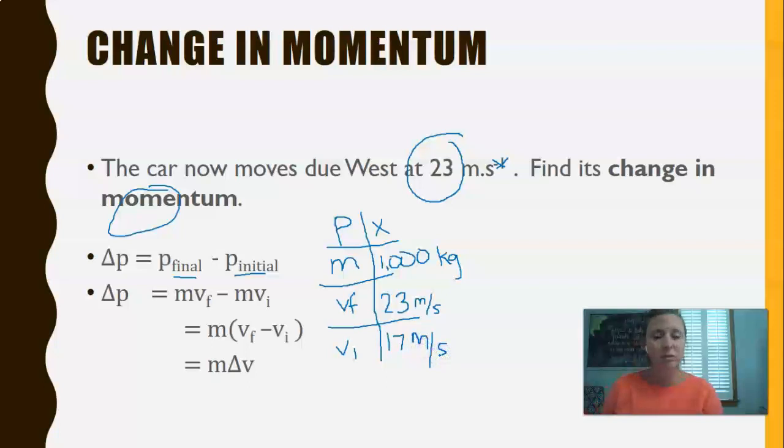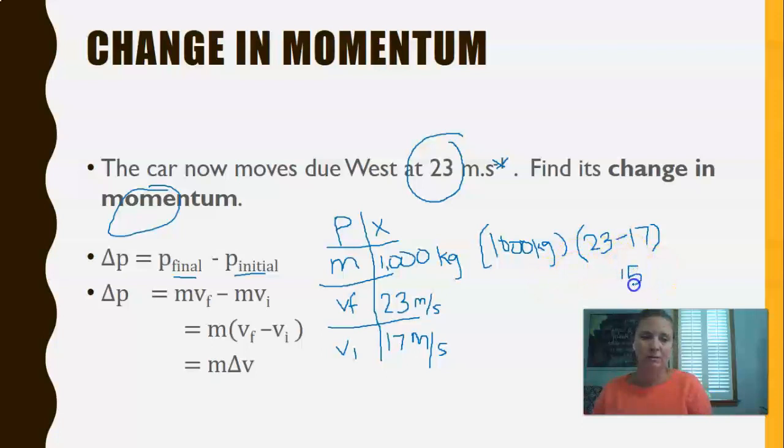So just a little extra step in this one, not too much. So all we're going to do is, once again, take our 1,000 and find the difference between our velocities, which is 23, our final, minus 17, our initial. And so when we do that, that gives us 6 here. 23 minus 17 is 6. And we're still going to multiply this by 1,000.